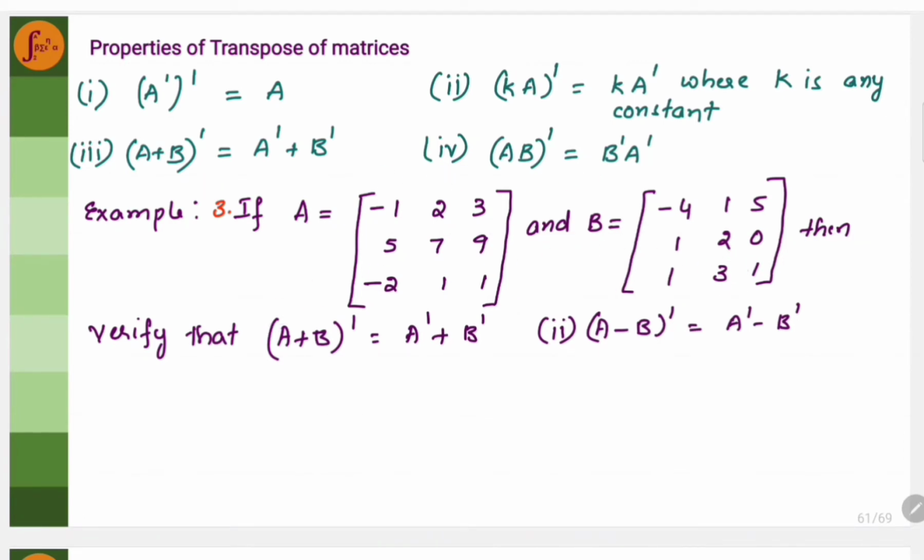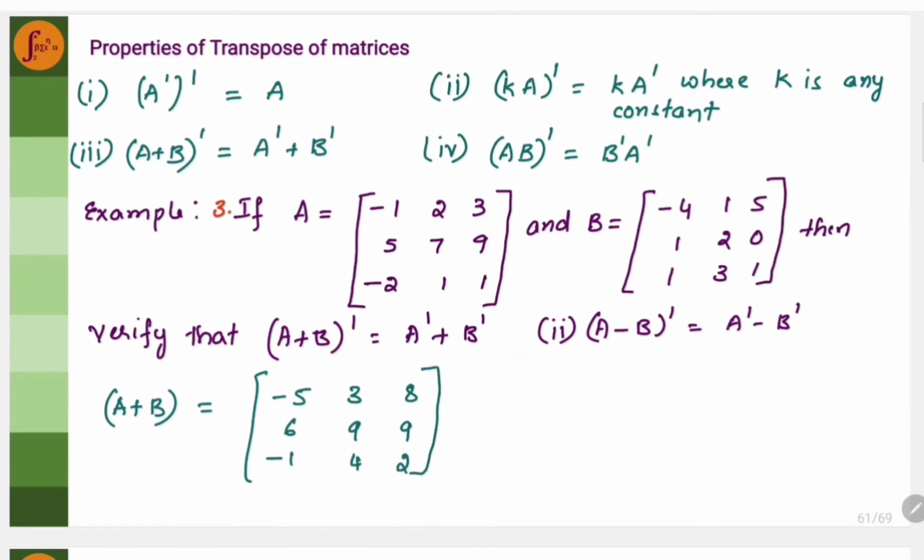Let's take this example, where we have to prove that the transpose of A plus B is the same as A transpose plus B transpose. Let's solve this. We have to add these two matrices first. So A plus B would be: minus 1 minus 4, which is minus 5, 2 plus 1 is 3, 5 plus 3 is 8, 5 plus 1 is 6, 7 plus 2 is 9, 9 plus 0 is 9, minus 2 plus 1 is minus 1, 1 plus 3 is 4, and 1 plus 1 is 2.